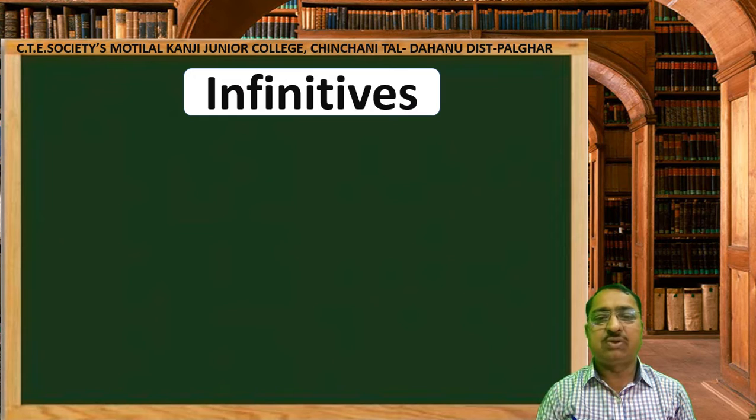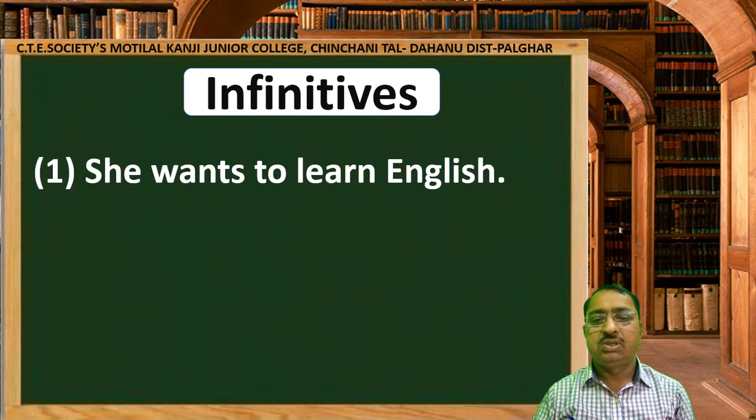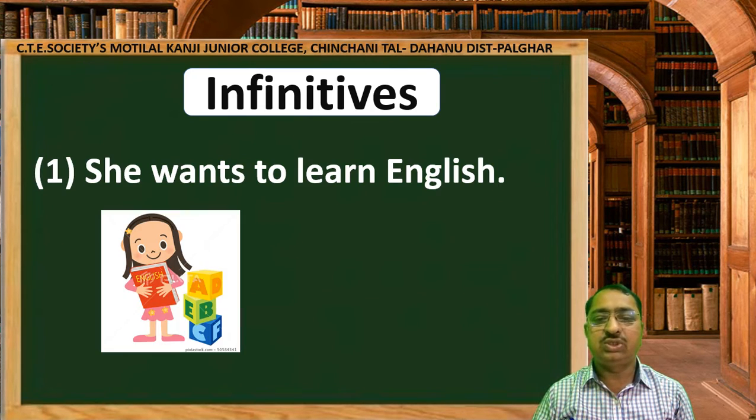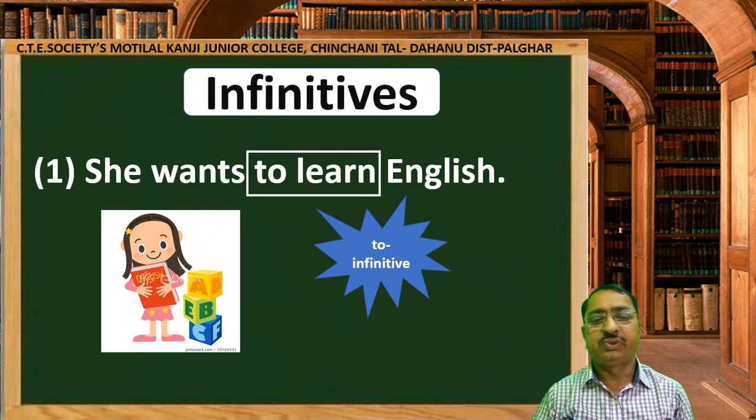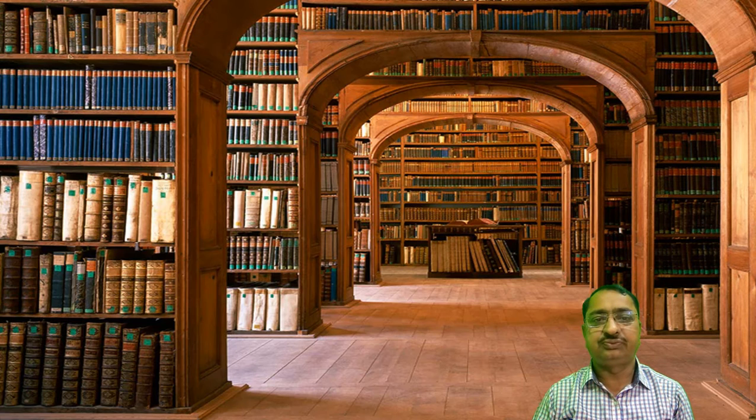Let us see some examples of infinitives. She wants to learn English. Here, to learn is called to infinitive. This means with to. It is to infinitive.